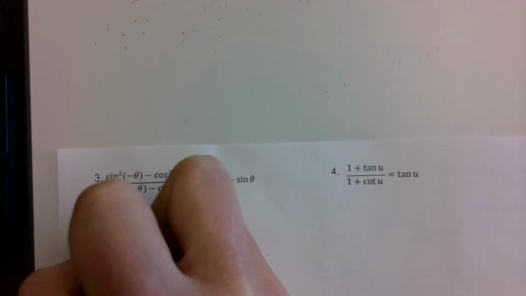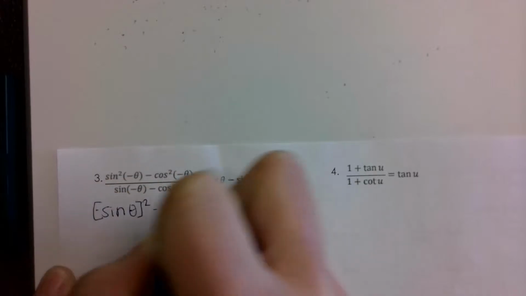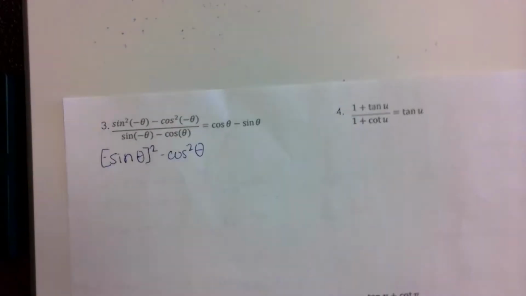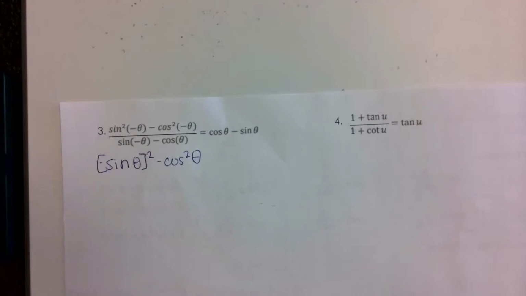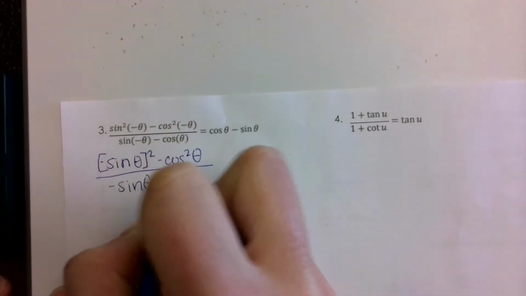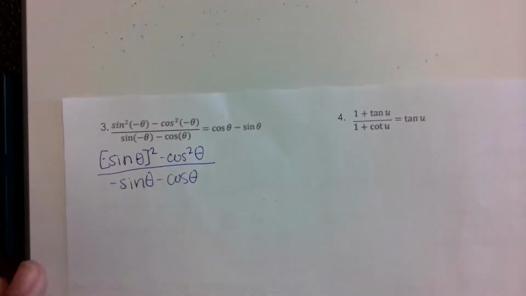So the next one, we got a bunch of those negative angles again. If you have a negative in your sine, we're going to have to pull that out. If you've got a negative in your cosine, it's going to go away because it's even. So this would be negative sine theta, in brackets, squared, minus cosine squared theta. That's going to become positive, so I'm just going to leave it that way. Then on the denominator, we'll pull that negative out from the sine. So negative sine theta and minus cosine theta. Everybody okay so far?